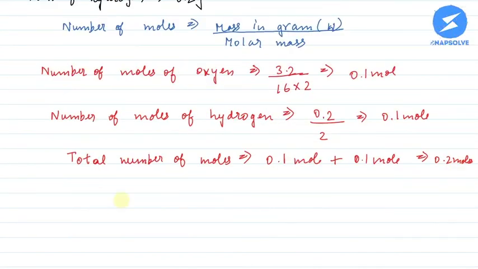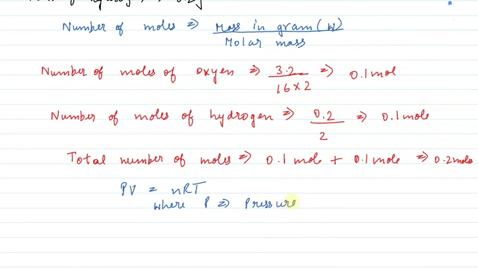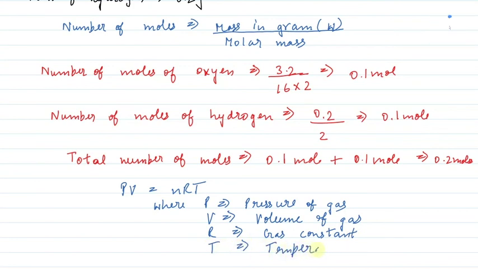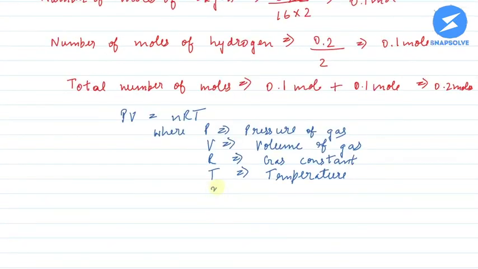Now we know the formula, that is PV equals nRT, where P is pressure, V is volume of gas, R is gas constant, T is temperature, and n is number of moles.